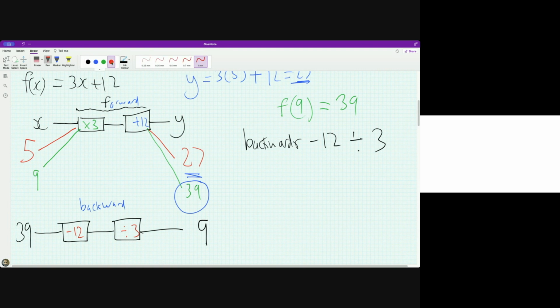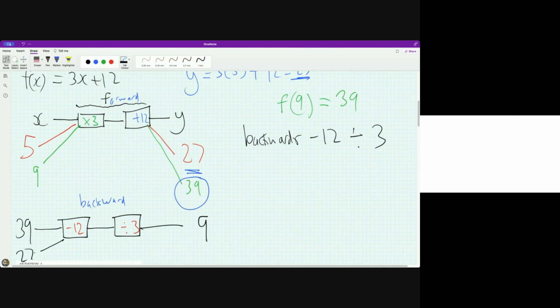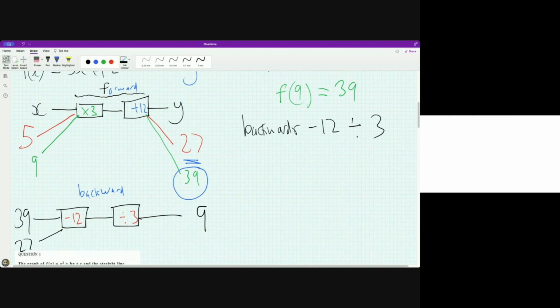Okay, I'll tell you what. What if I give this 27? What is the backwards machine, or what I'll call the inverse machine, going to give you if you give it 27?